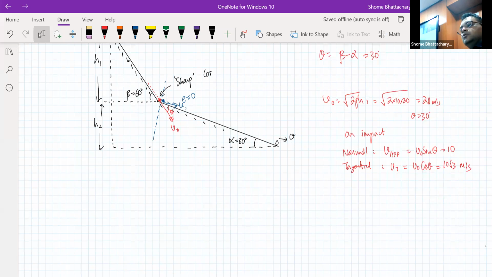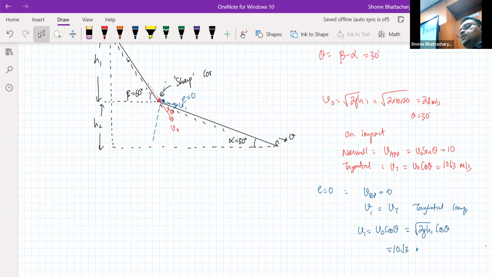Because e is 0, the separation velocity becomes 0. So the velocity after impact is purely the tangential component. That becomes our answer to the first part: just after impact, the velocity is V naught cos theta, or root 2 g h1 cos theta, which in this case is 10 root 3 meters per second. Right, this is clear?